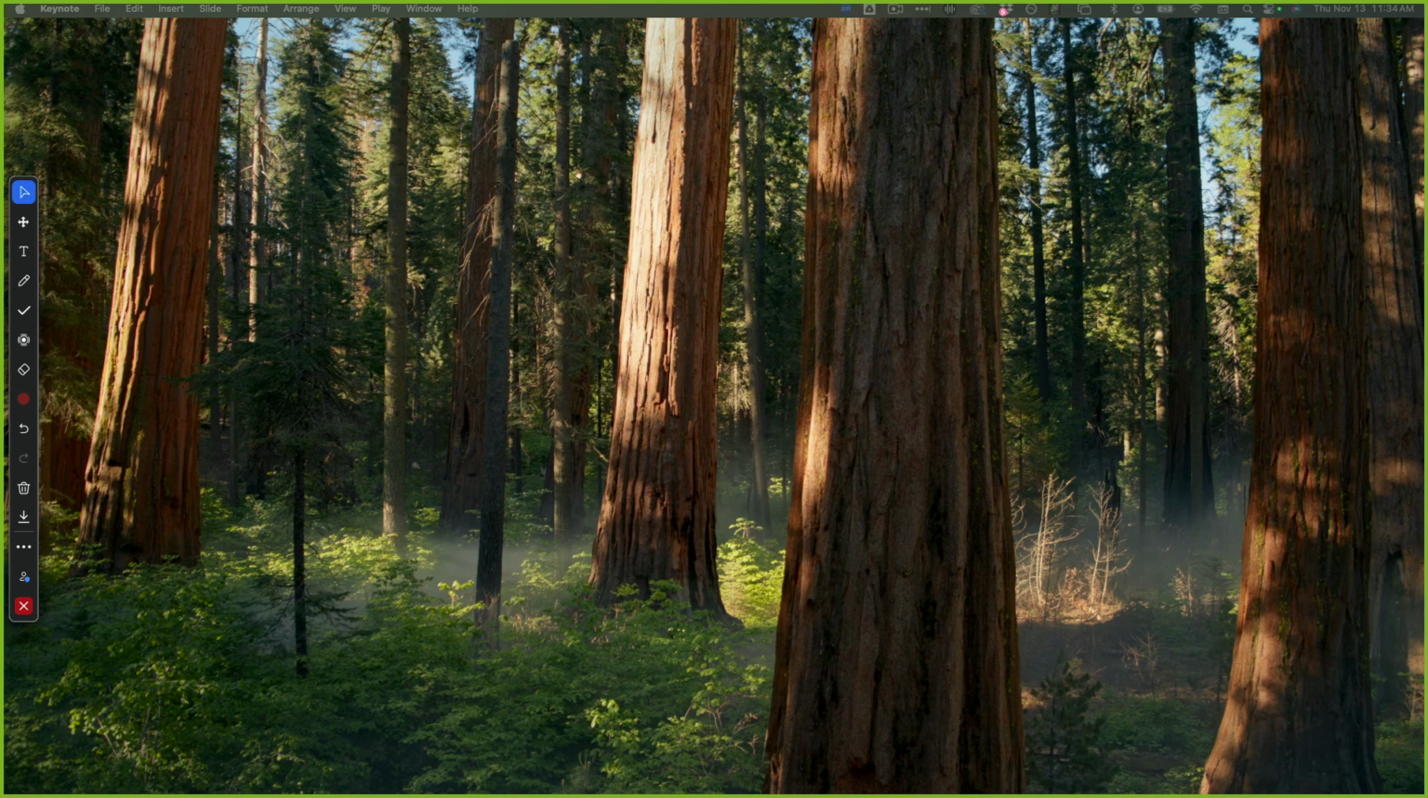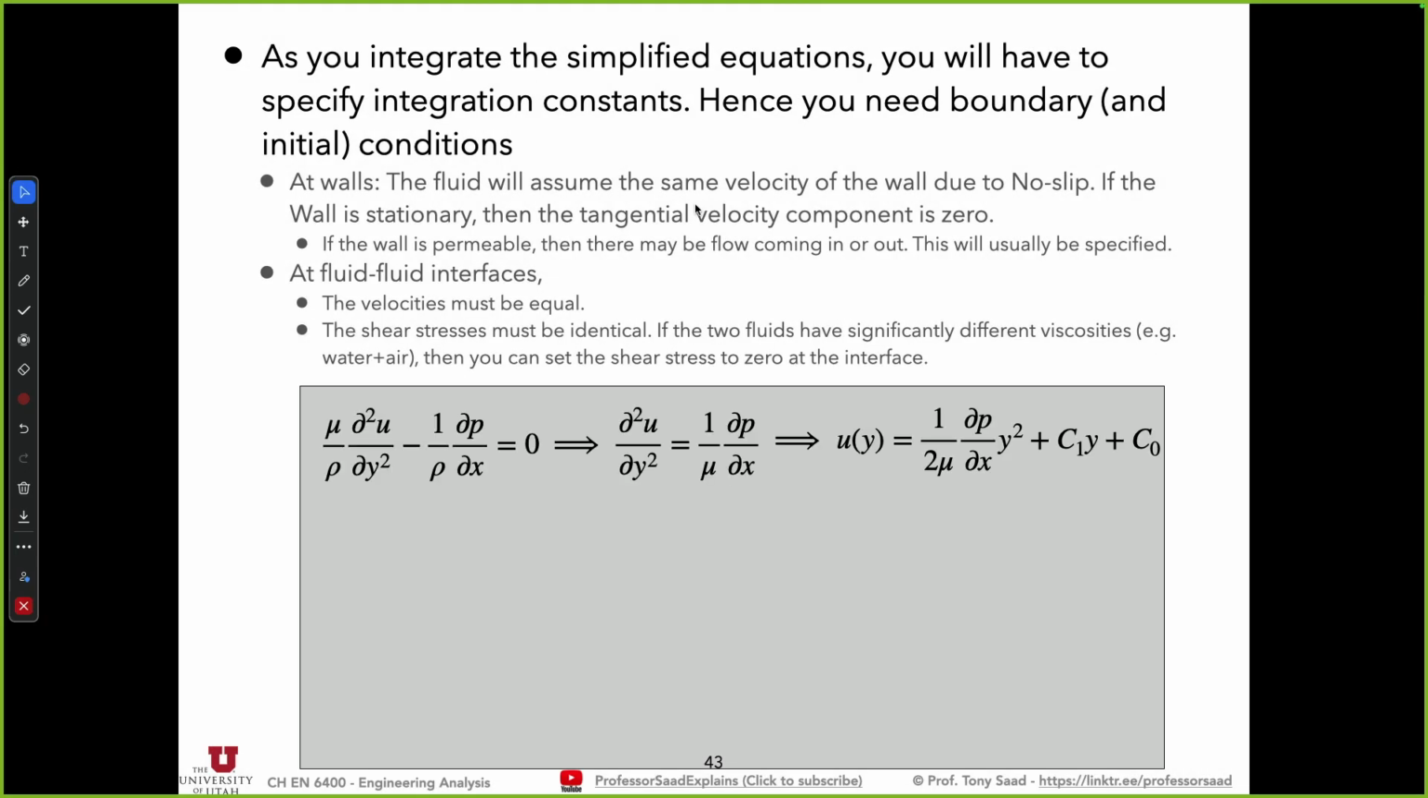All right, so I'll fix this. I'll double check. So that you integrate twice, you get 1 over 2 mu dp by dx y squared plus c1 y plus c0. And that's where you see that parabolic profile. So indeed, my intuition about the velocity profile was correct because I knew the solution actually ahead of time.